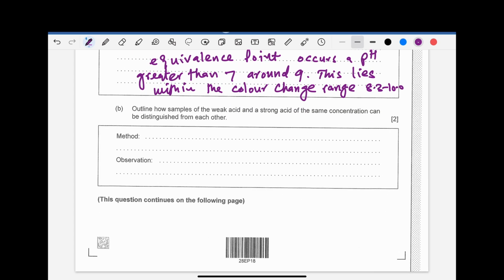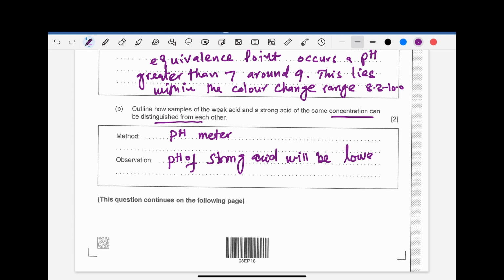Okay, next question. Outline how samples of weak acid and strong acid of the same concentration can be distinguished from each other. Right, there are 3 ways we can do it. We can use a pH meter. If we use a pH meter, the pH of the strong acid of the same concentration will be lower.